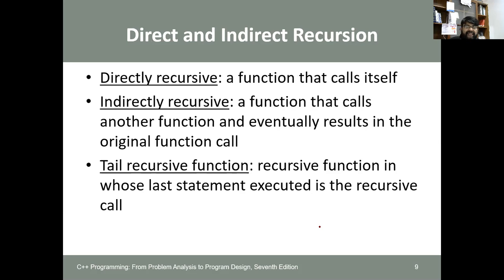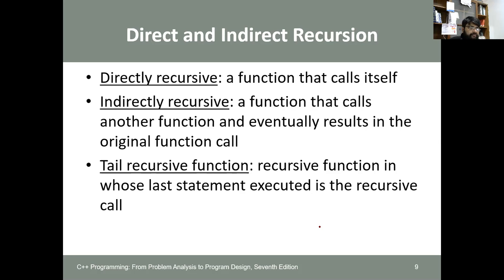So what is direct and indirect recursion? A concept that I talked about earlier. Direct recursion is a function which calls itself, right? So there's no third party involved. A function directly calling itself, you find the same name. The name of the function is also present in the body of the function. If that is true, then this is what we call a direct recursion, right?